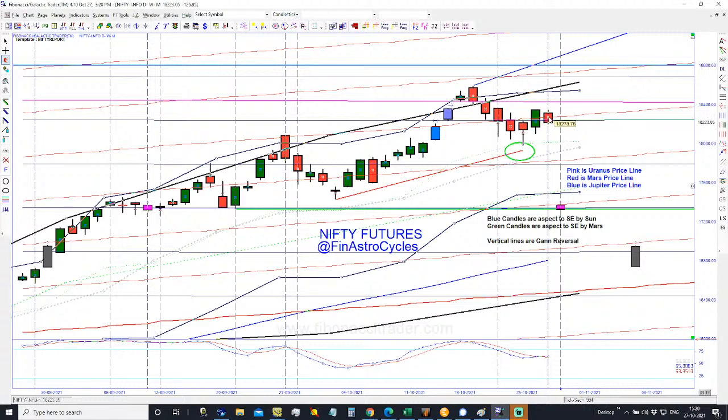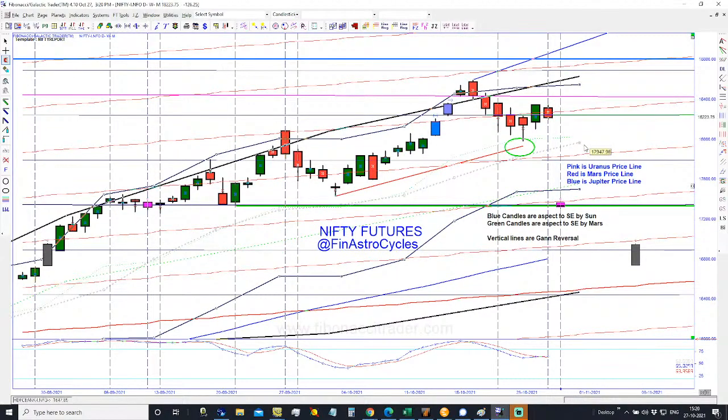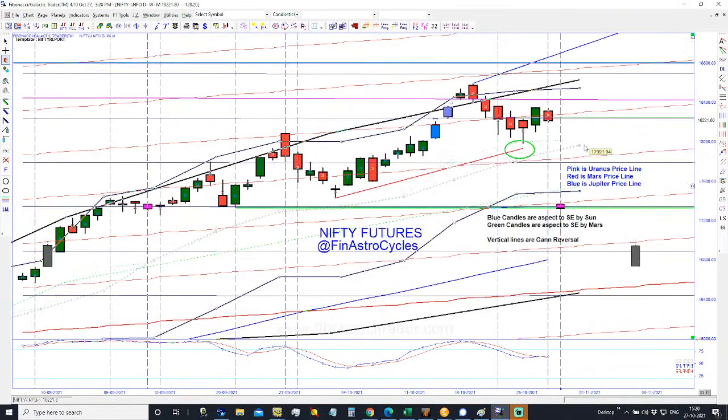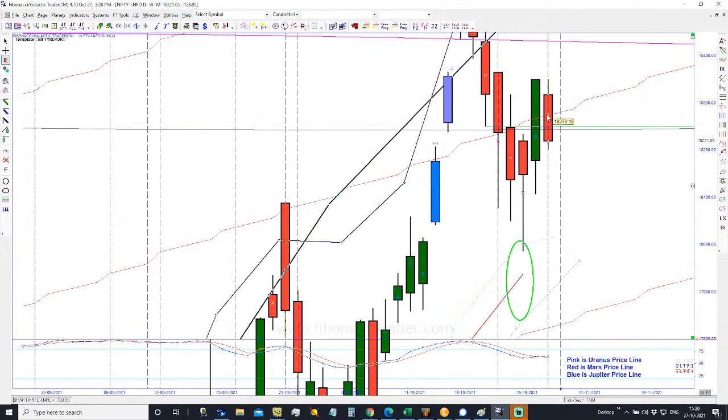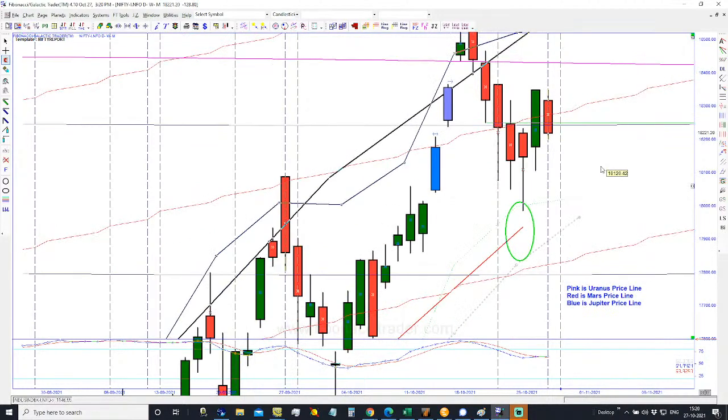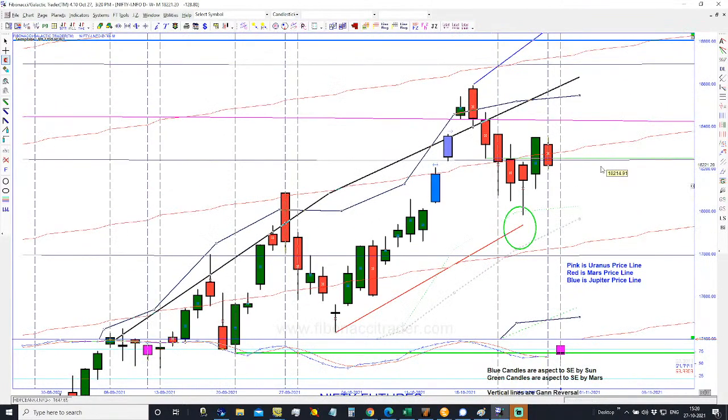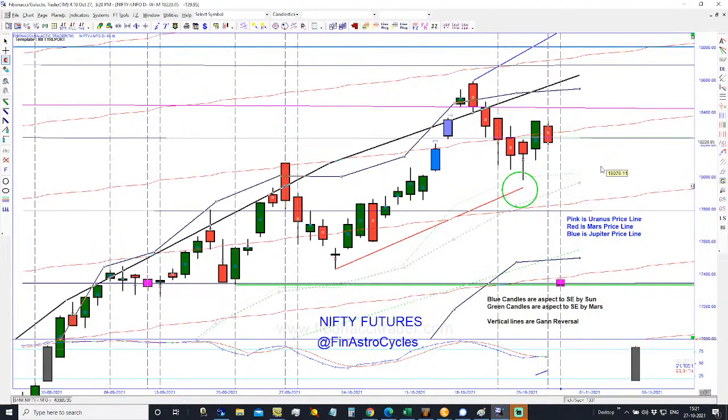And more important point, today's midpoint is 18,274. Let me magnify this so we can see what is the exact midpoint for today. So today's midpoint is 18,276. This line is important. This is a Mars price line. It is a planetary line which tells us who is in control, who is the boss today.